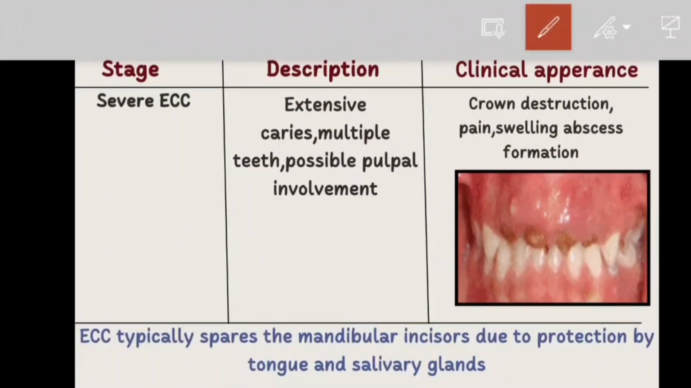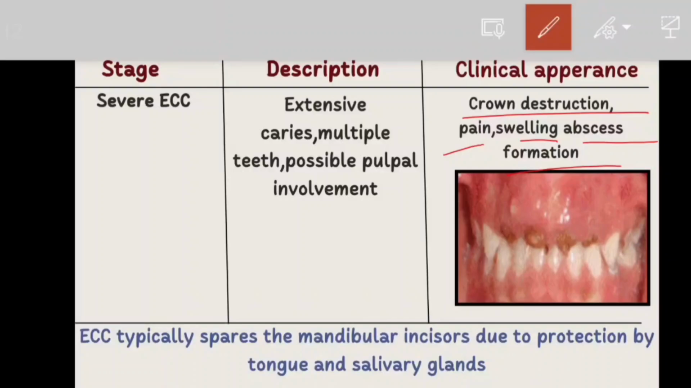Now stage 4, severe early childhood caries. Here multiple teeth are involved, with extensive destruction and possible pulpal involvement. The clinical appearance is crown destruction, pain, swelling, and abscess formation.